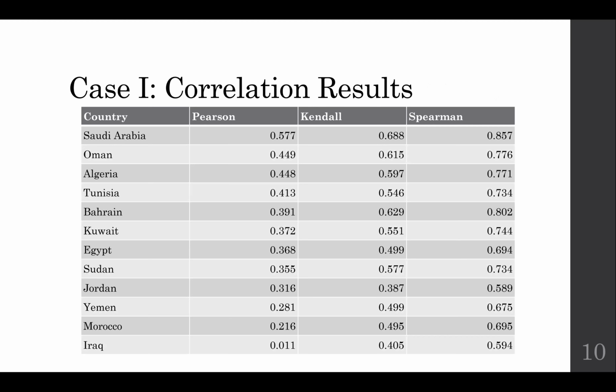Okay, so here are the correlation results. Saudi Arabia has the highest correlation results for all metrics. Then Oman is second for Pearson. Also Bahrain is second when you consider Kendall and Spearman. Algeria is third in some metrics, or fourth.